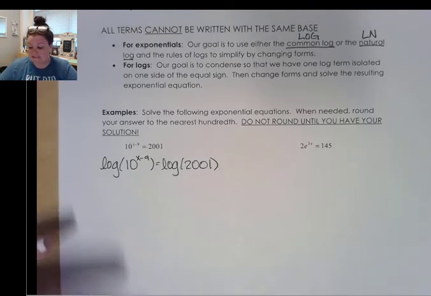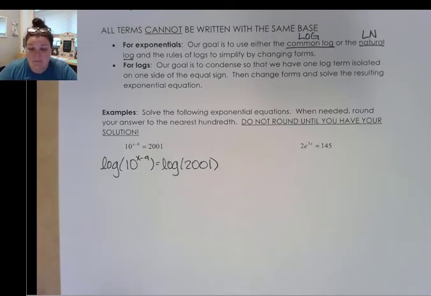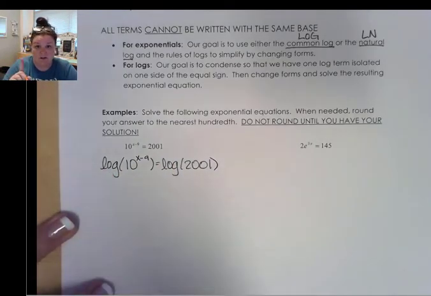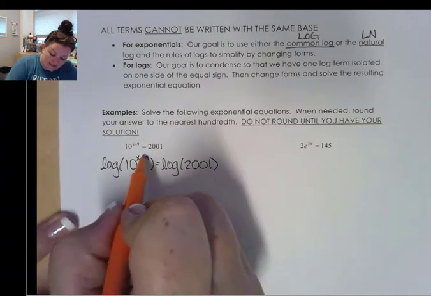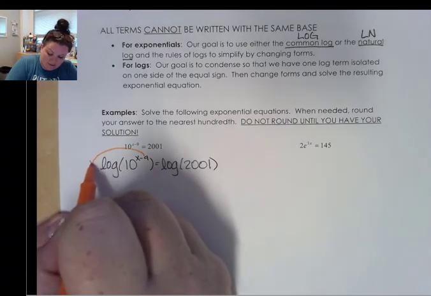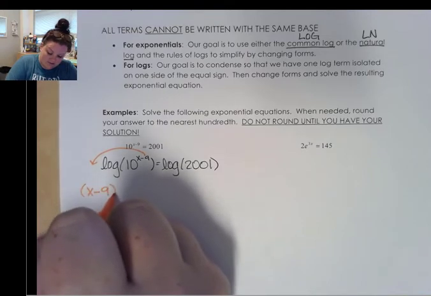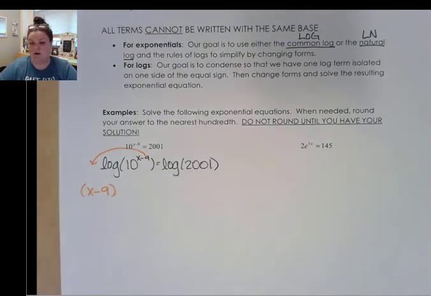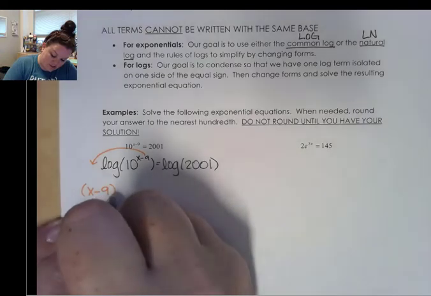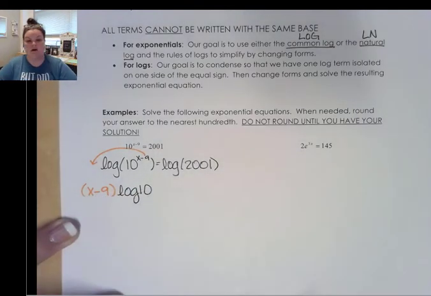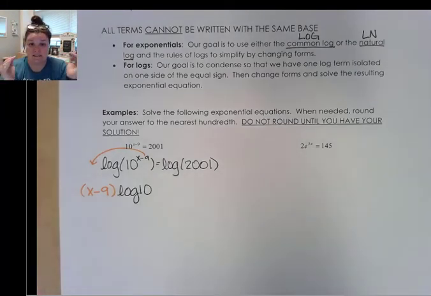The reason that I did that is because now I can use my power rule. Remember, my power rule is, in a log, and I can only do this if there's a log there, that I can take this exponent and bring it down as a coefficient, right? Now, notice when I brought it down as a coefficient, I am using parentheses because there's more than one term. If there's more than one term, we have to use parentheses.